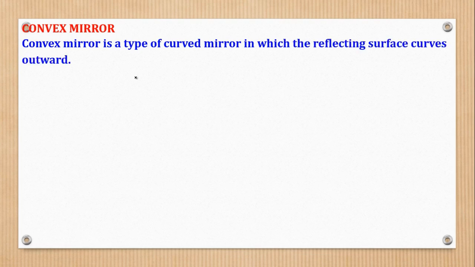Now we shall go to a convex mirror, or what we call a diverging mirror. This is the opposite of the concave mirror, whereby the reflecting surface is curved outwards. Let's try to illustrate that.